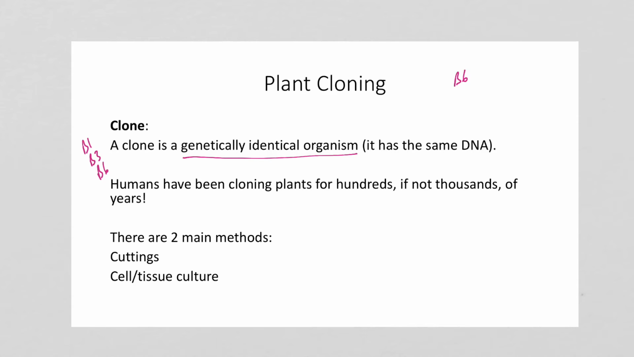Sometimes when we think about cloning, we think of science fiction. We think it's a recent thing. But when it comes to plants, humans have been cloning plants for hundreds and hundreds, if not thousands and thousands of years. And there's two main ways that you can clone plants, and both of these come up on the GCSE AQA specification. The first one is cuttings, and that's the one that humans have been doing for a long, long, long time. And then a more recent way of cloning plants is called cell or tissue culture.